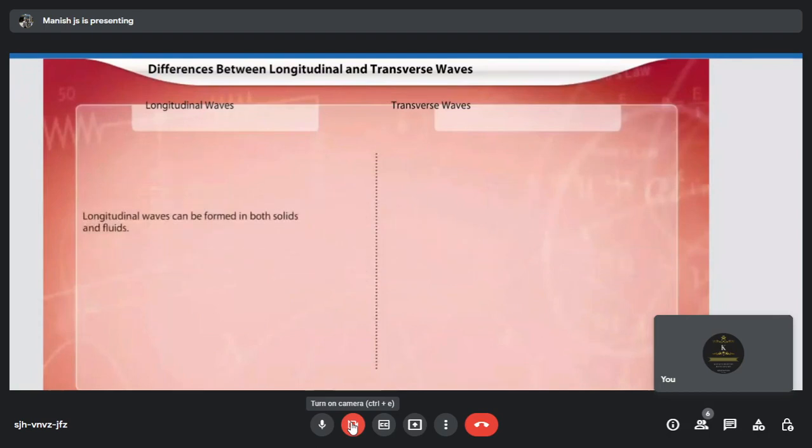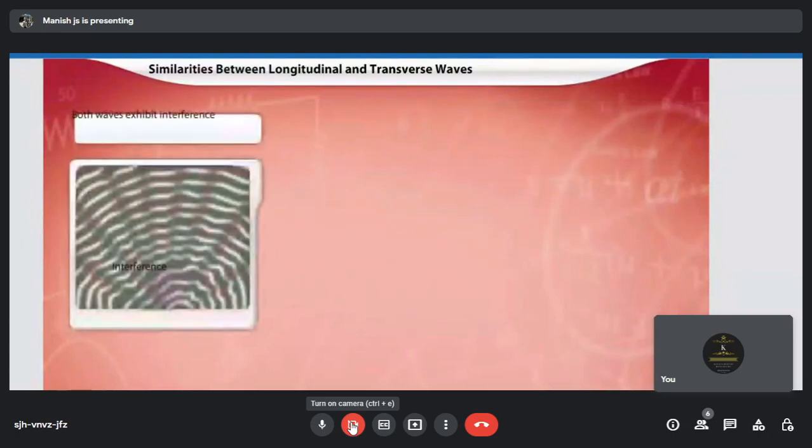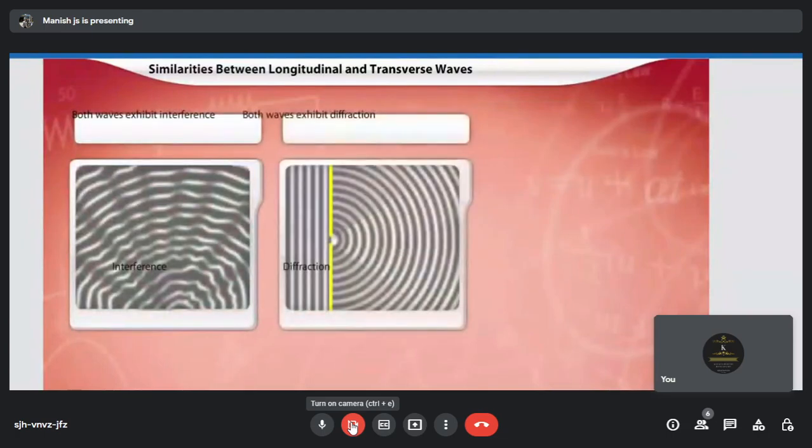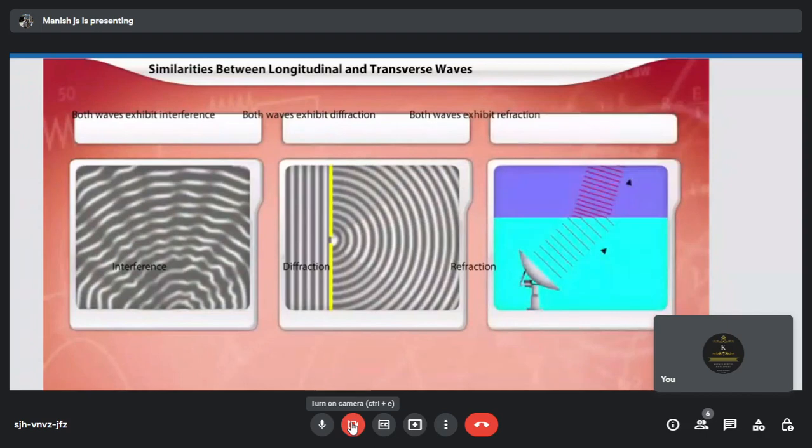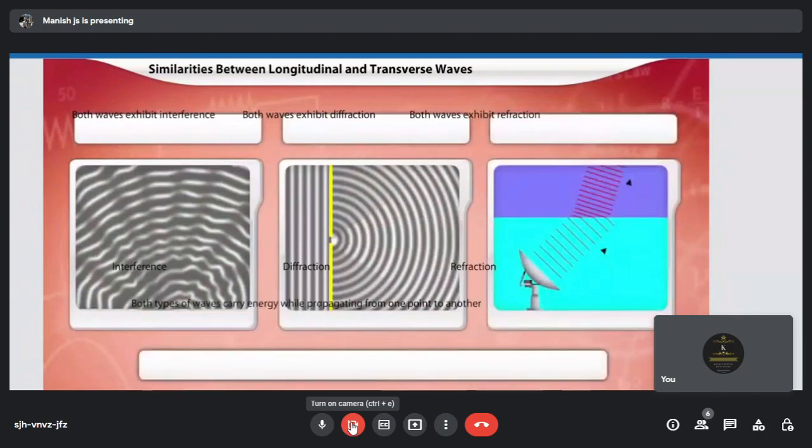Longitudinal waves can be formed in both solids and fluids. Transverse waves are possible only in solids. The similarities between longitudinal and transverse waves are that both exhibit the properties of interference, diffraction, refraction. Further, both types of waves carry energy while propagating from one point to another.